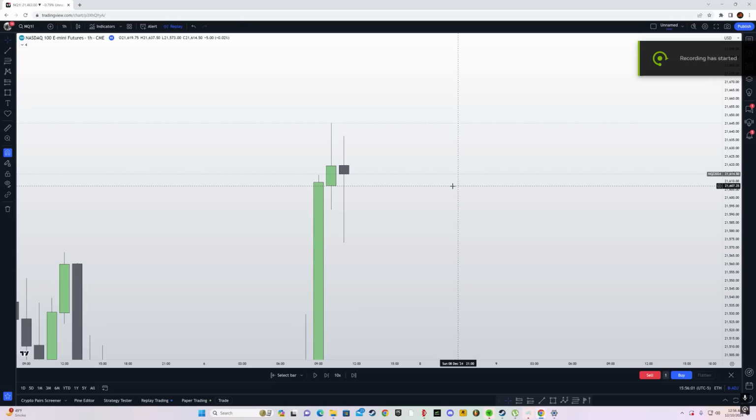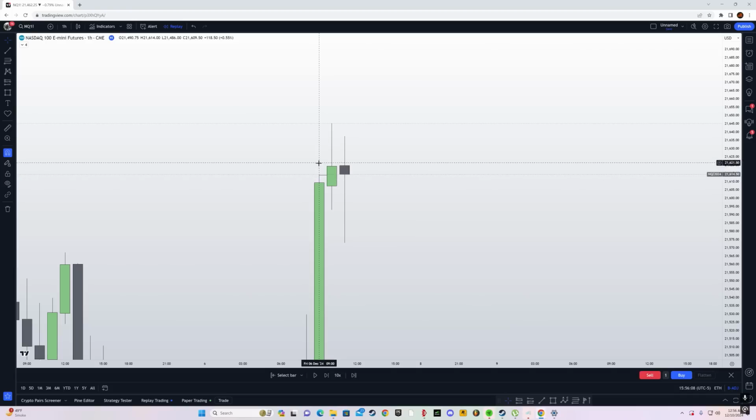All right, so this is a very, very clean example. This is the first candle, this is the second candle. You can see that the second candle closed above the high of the first candle.